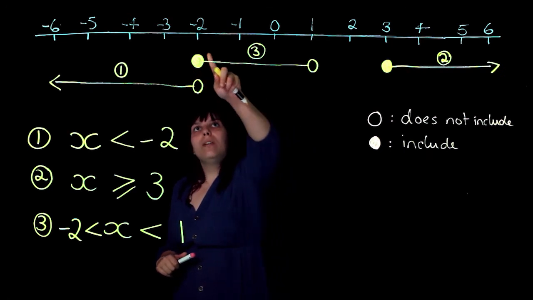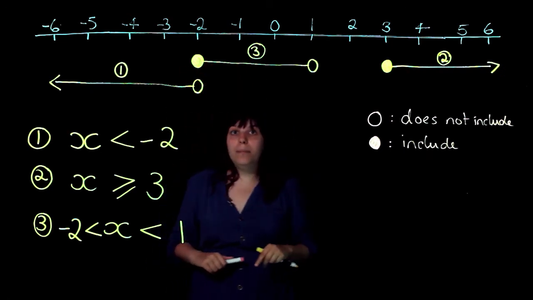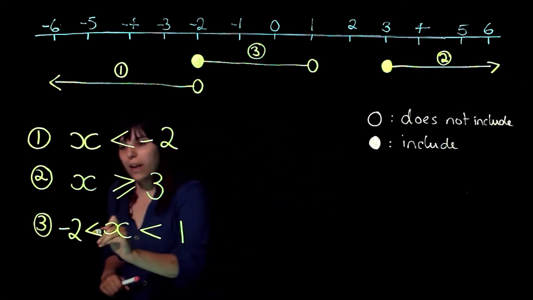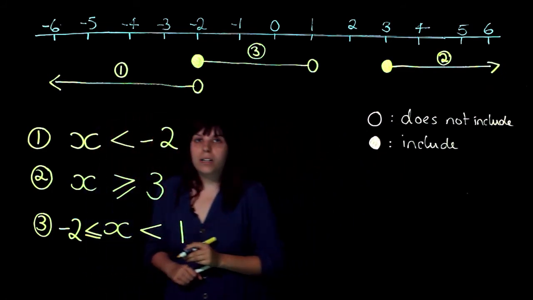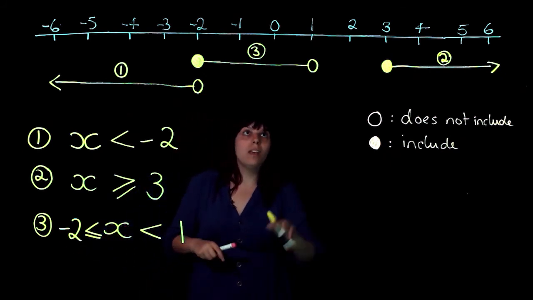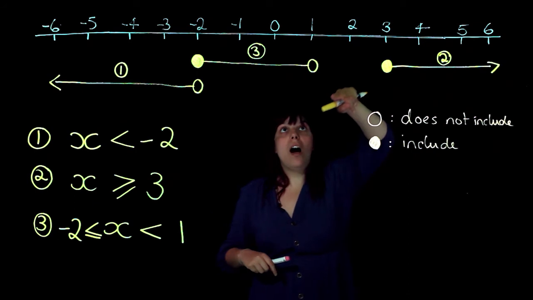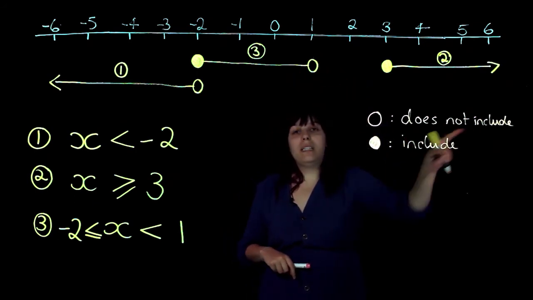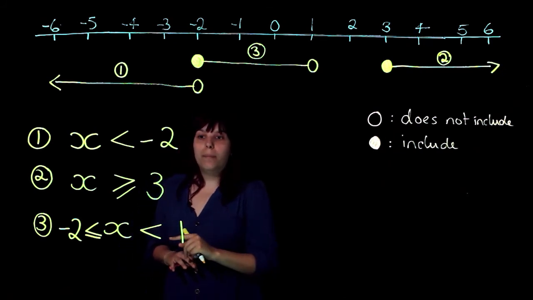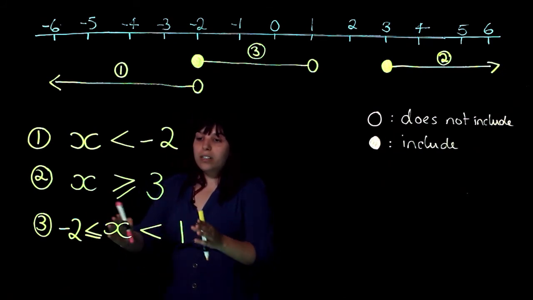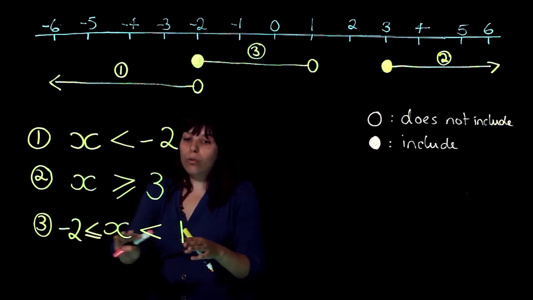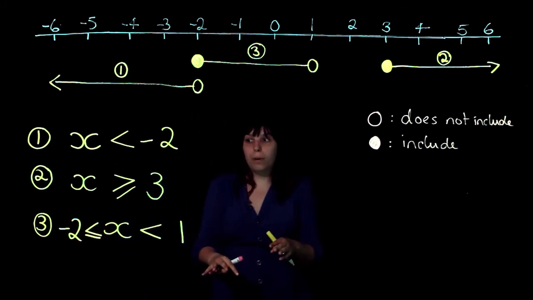So because this -2 is filled in, that means that x can include -2, so x can equal -2. So x is bigger than or equal to -2. But at this end, we've got an open circle, which means it does not include, so x cannot be 1, but it can be -2. So x is anything between -2 or equal to -2, all the way up to 1, but not including 1.